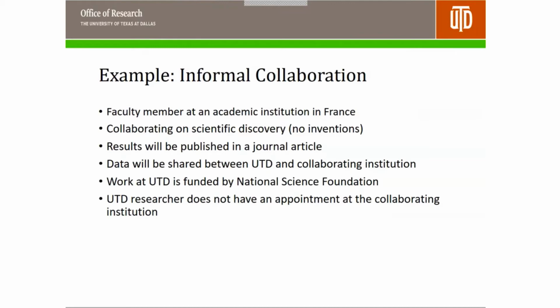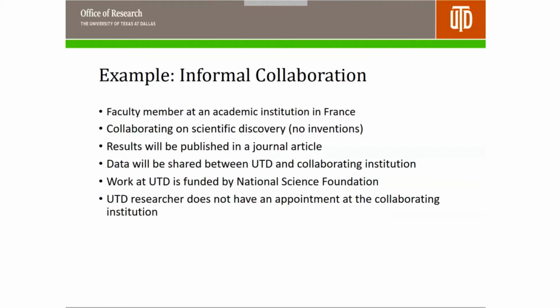mathematical principle, and so they were independently working towards the same conclusion, and it was a fundamental research project. It wasn't anything with a commercial value. Having discovered that there was this overlap, rather than publishing competing journal articles, they decided, hey, let's collaborate and we'll publish this article together. And so there's going to be limited data that will be shared, and the results will be shared between UTD and the collaborating institution.